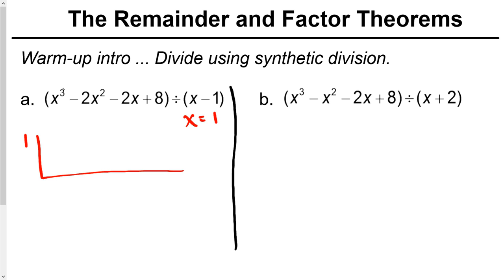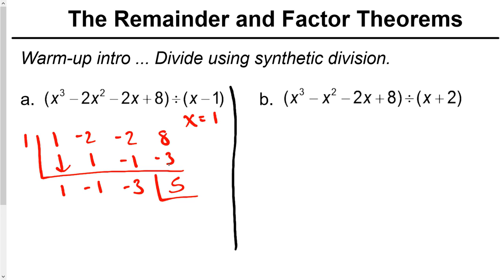I see that I have exponents of 3, 2, 1, none. So everything's in order, and I can just put the coefficients of 1, -2, -2, and positive 8. Going through the process of using synthetic division, copy down that first term. 1 times 1 is 1, -2 plus 1 is -1, 1 times -1 is -1, -2 and -1 gives me -3, 1 times -3 is -3, so I'm going to end up with a remainder of 5.